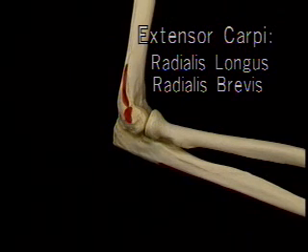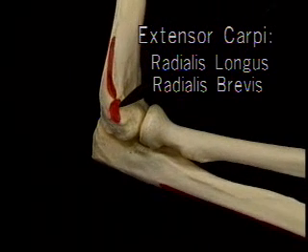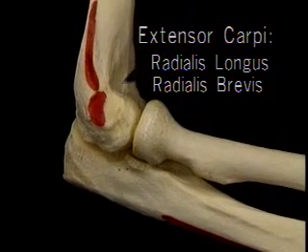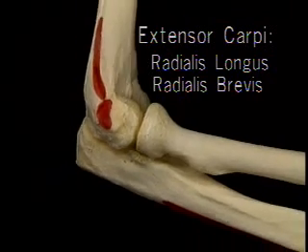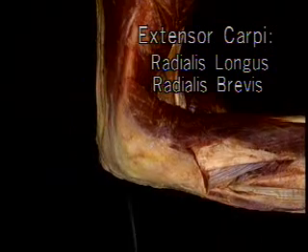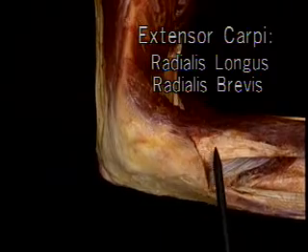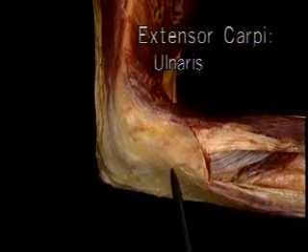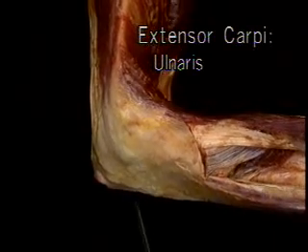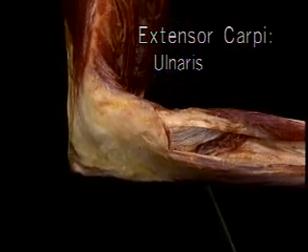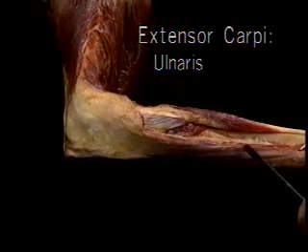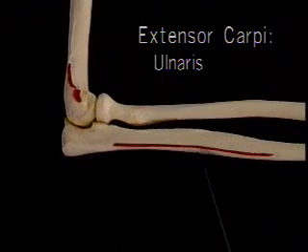Extensor carpi radialis brevis arises from the lateral epicondyle, an origin which it shares with several other extensor muscles. They all arise together from the epicondyle and from this common extensor tendon. Extensor carpi ulnaris arises from the lateral epicondyle. It also has an ulnar head, which arises from this border of the ulna.